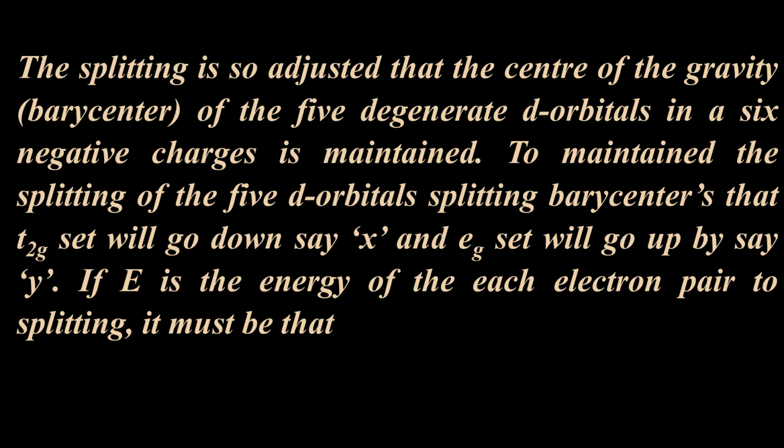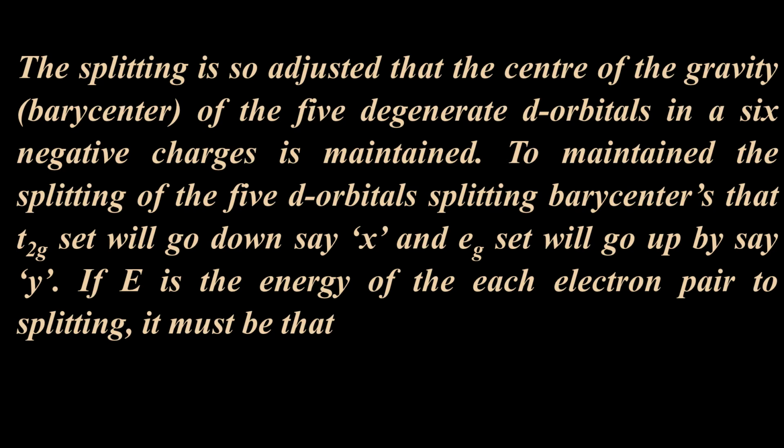The splitting is so adjusted that the center of gravity, the barycenter, of the five degenerate d orbitals in an octahedral field is maintained. To maintain the barycenter, the t2g set will go down by x, and the eg set will go up by y.